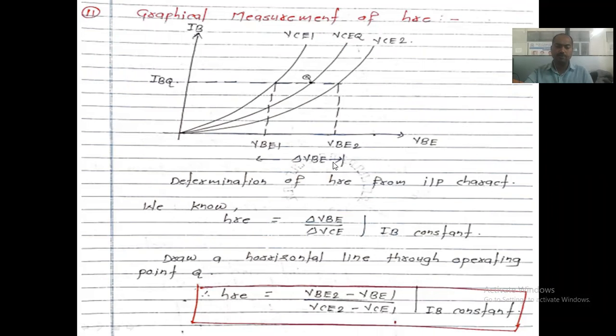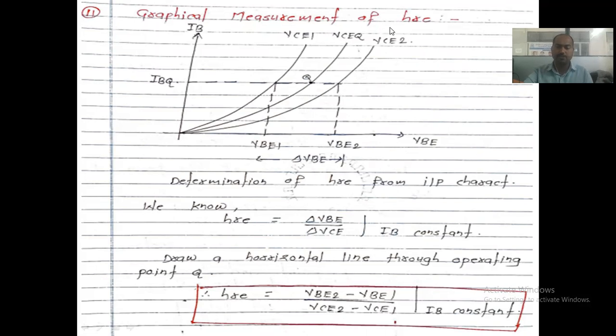So to calculate the particular HRE, what we have to do is draw a horizontal line through the operating point Q. See, these are the operating points, which are the points coming with respect to VC1 and VC2. We draw a horizontal line through those points, right? This line indicates IBQ. This IBQ value should be taken as a constant.